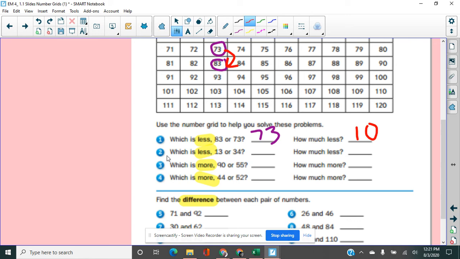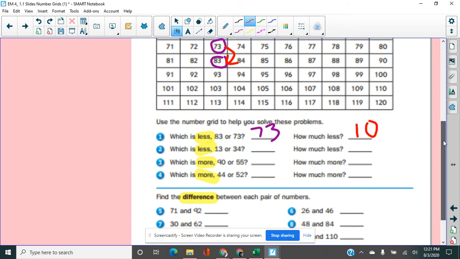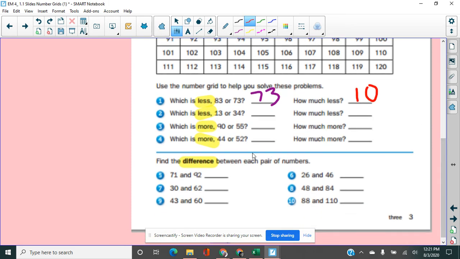Okay, so you're going to answer these 3 questions. Which is less? Then notice here, which is more, 90 or 55, right? Which is more, so not less, and which is more here. Then for the bottom ones, we're going to find the difference between each pair of numbers. So how far apart are they? So let's do this one, number five, 71 and 92.